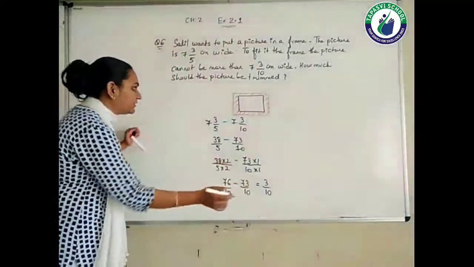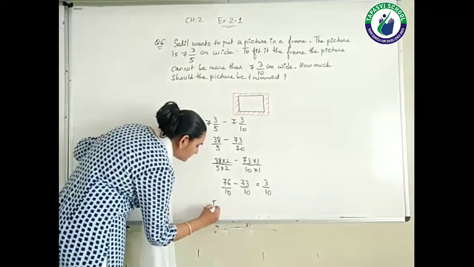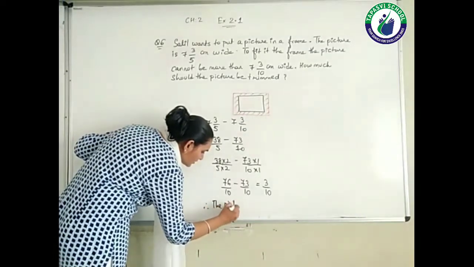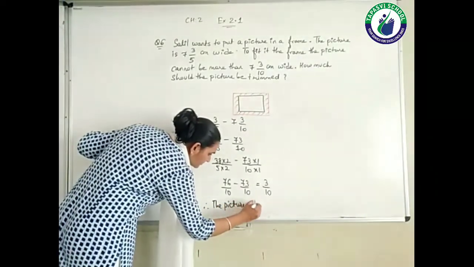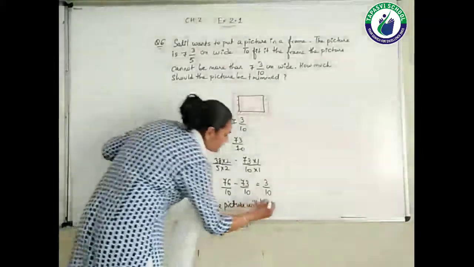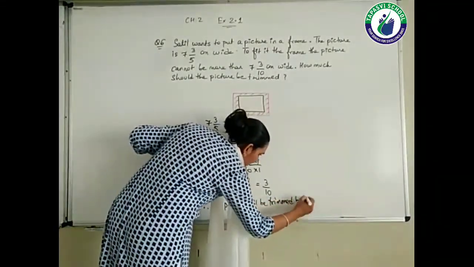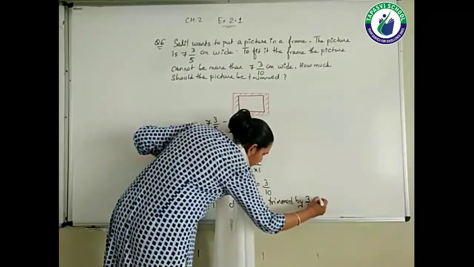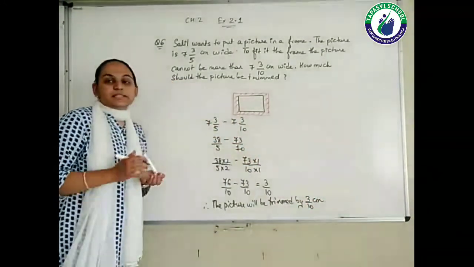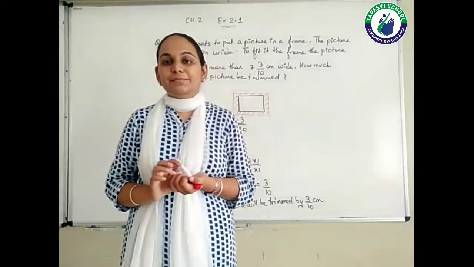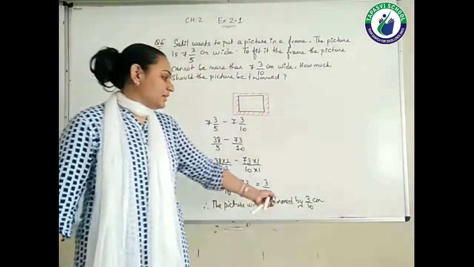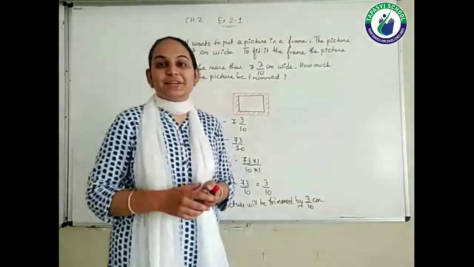So here I am writing, therefore the picture will be trimmed by 3 by 10 centimeter. Is it clear? So this much we need to trim. That means this much particular centimeter we need to cut down.